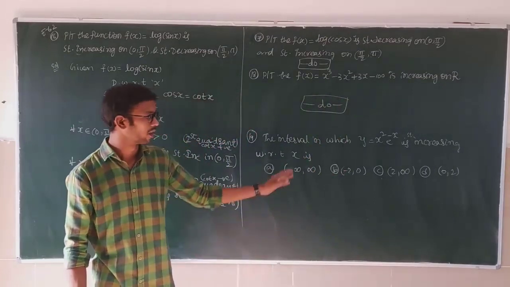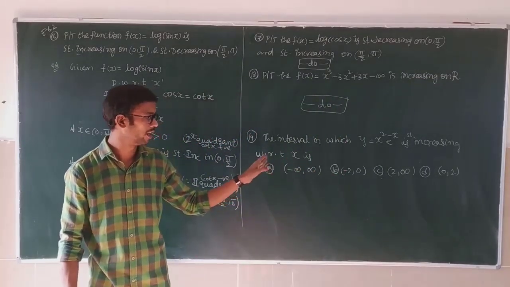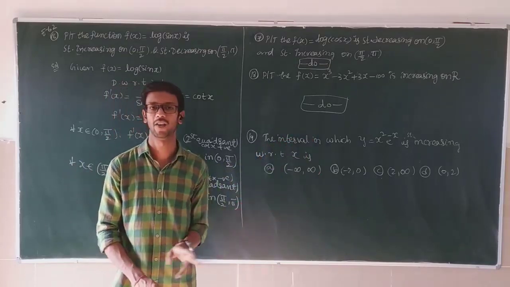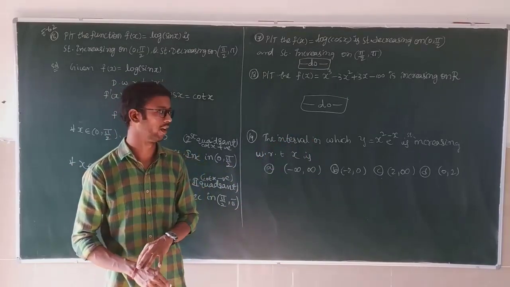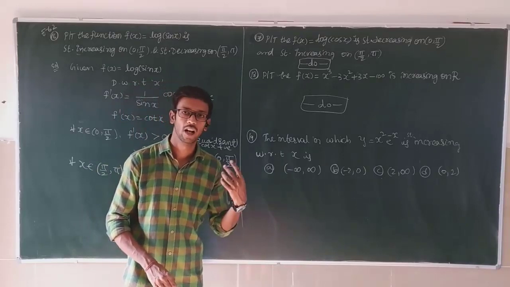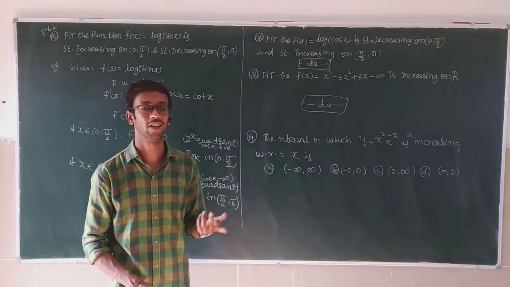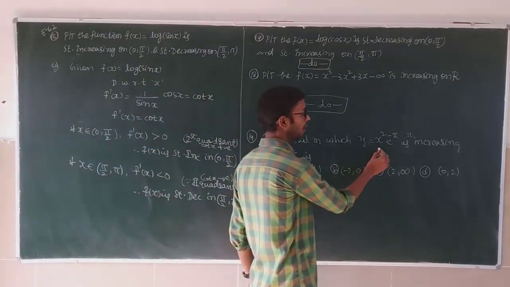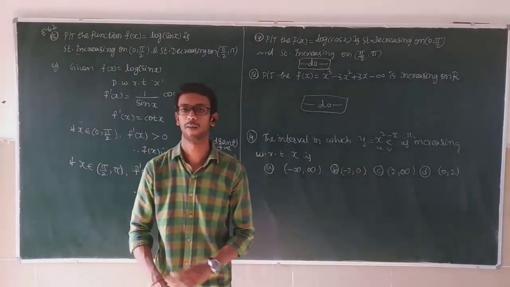Next, in which interval is it increasing? Actually, we have to write strictly increasing. Why? Because on open intervals it is strictly increasing, so on closed intervals it is also strictly increasing. We have to write that here. Find y dash first. Apply the UV formula.